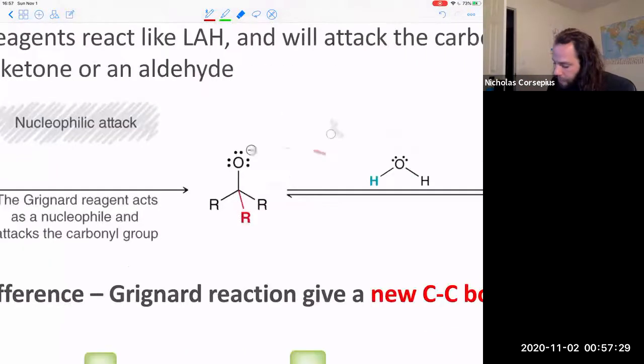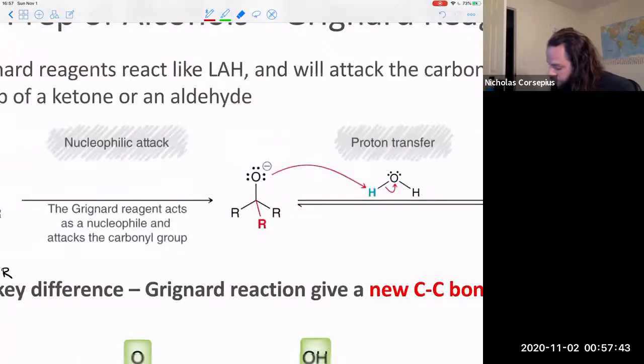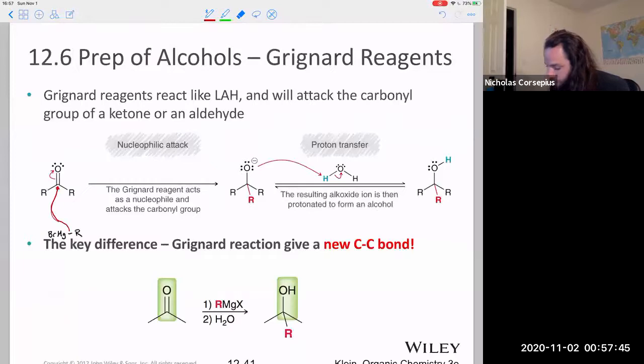And what happens when we get here? Again, this pair of electrons would love to come down, but there's no good leaving group to kick off. So instead, it's got to wait until you follow it up with some sort of protic solvent, and you get a proton transfer that will then create that alcohol group. So very similar to what we saw before.